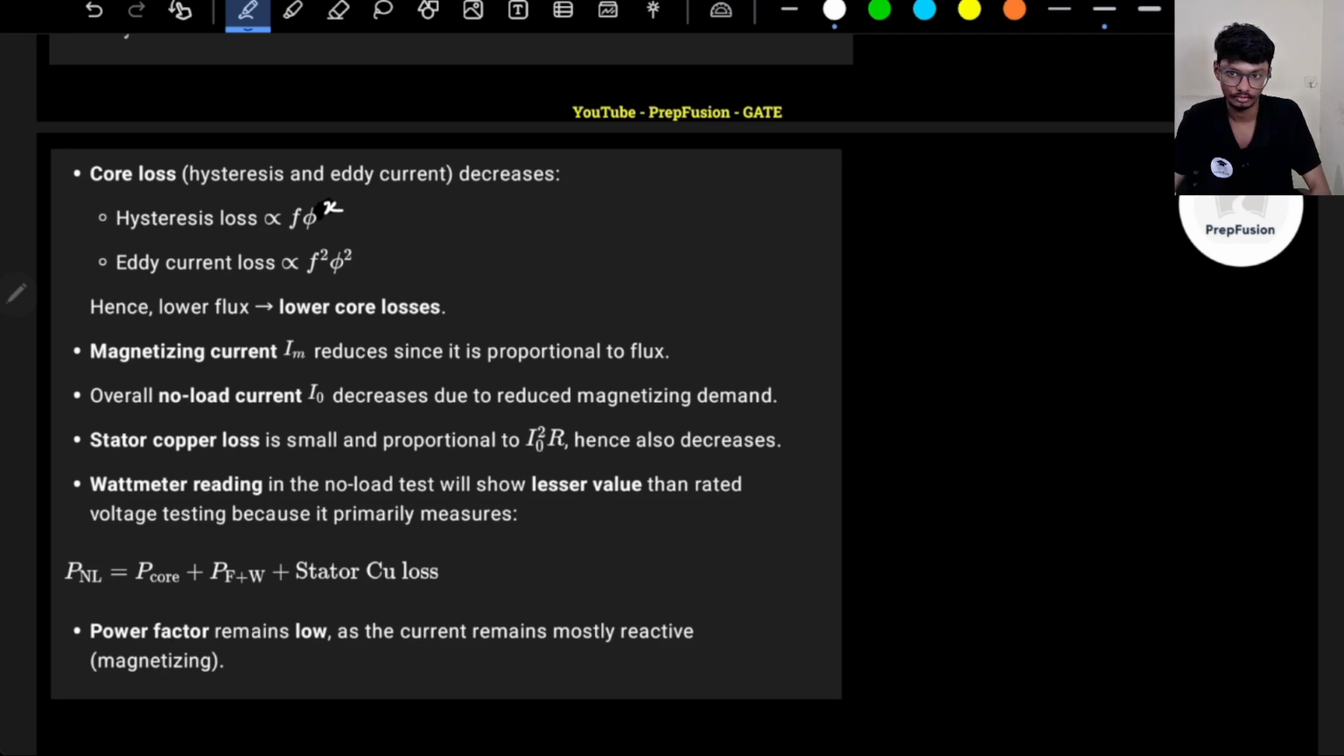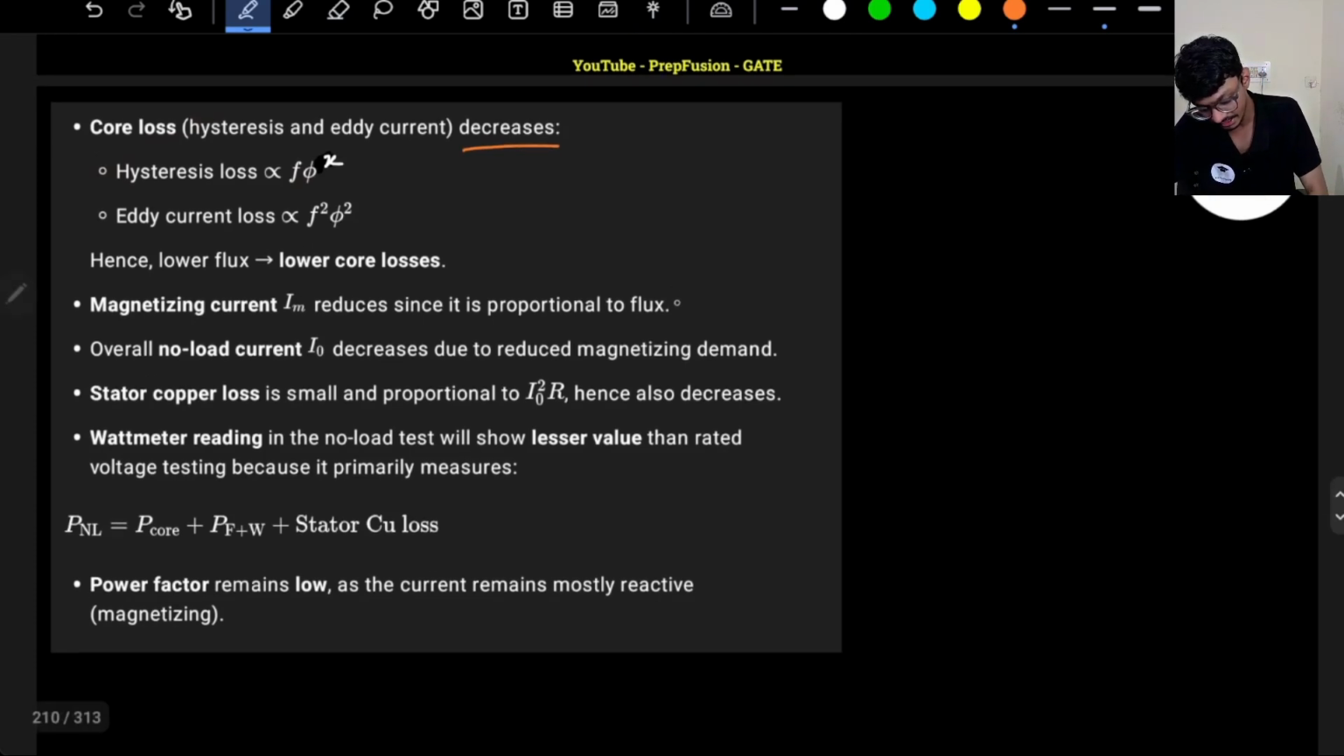This will be X, so it is proportional to X. So of course your core losses will reduce, because your iron losses are proportional to flux, so your core losses will reduce. That is what they are telling. We are just identifying the effect due to change in the voltage of the no load test.